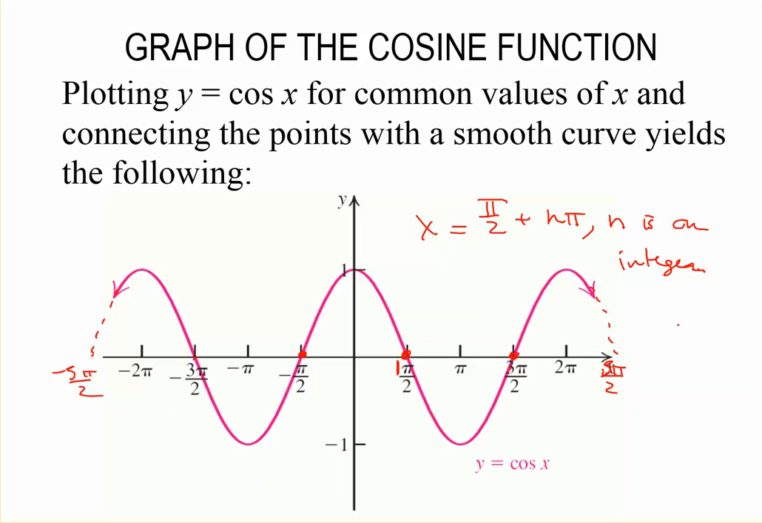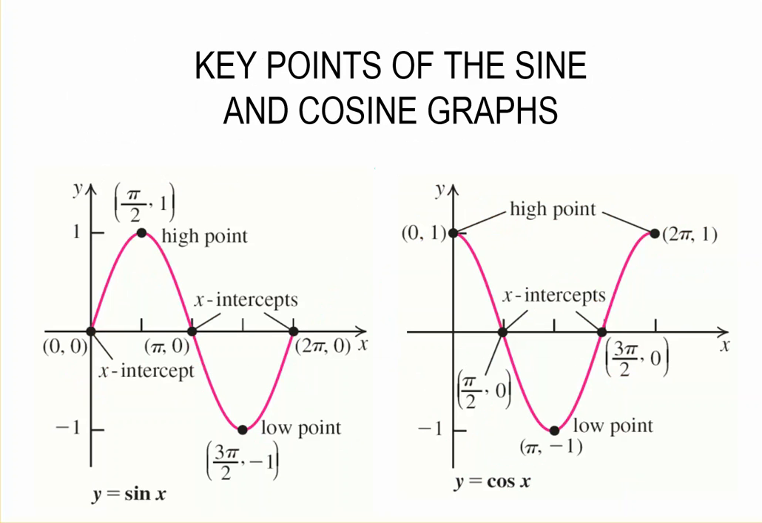Okay, we do have to memorize this practically. We have to memorize the key and important points of a sine curve and a cosine curve. And here they are in the textbook. These are on page 519 if you want to jot that down. These are the ones we should memorize. These are the ones we're going to use in order to build our graphs here.